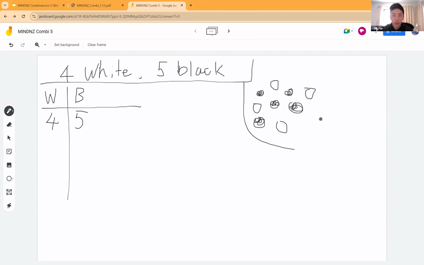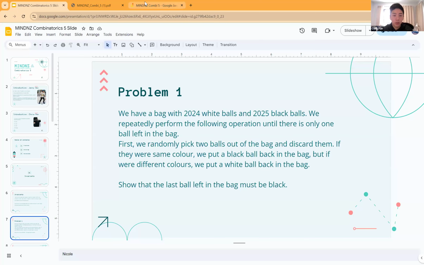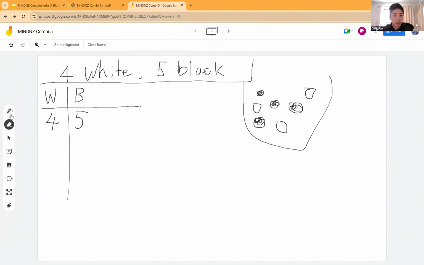Yeah, here are my balls in my bag. Maybe, okay, the first move I randomly pick out two balls of different colors, and I think I said that was equivalent to putting a white ball back in, right? Okay, so maybe I put a white ball back in. So notice after the first move, that's equivalent to removing a black ball, yeah?